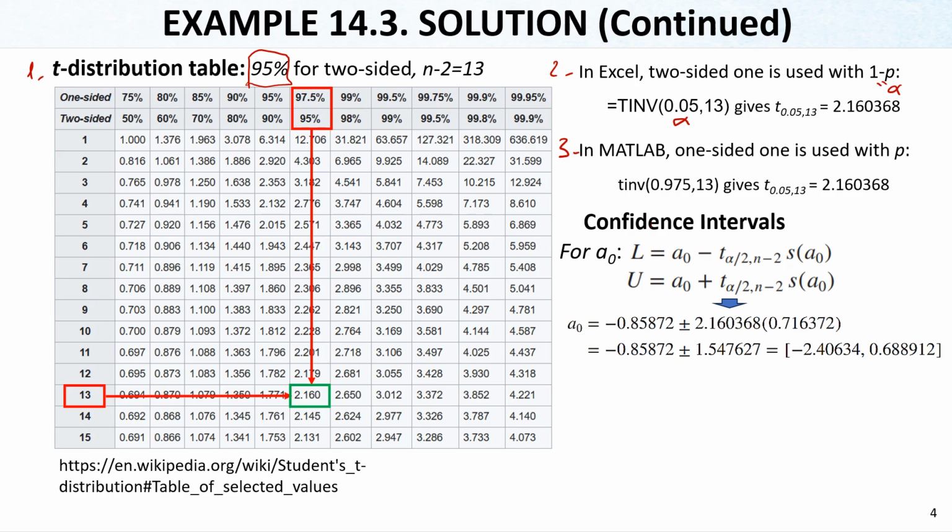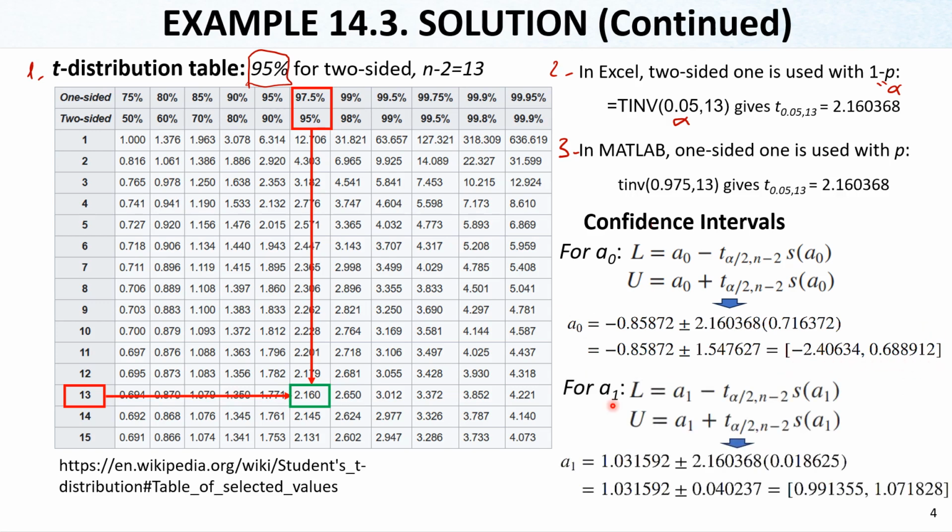Let me erase this. The confidence interval formulation, if you remember, was this. For A0 and A1 we were getting the same formulation. We calculated A0 and we calculated this S in the previous slide as well, and these T's are calculated here. If you write these all into these equations, A0 becomes plus and minus this value. So the result is that A0 will be between minus 2.4 and 0.6889. So it's actually a very large range for A0.